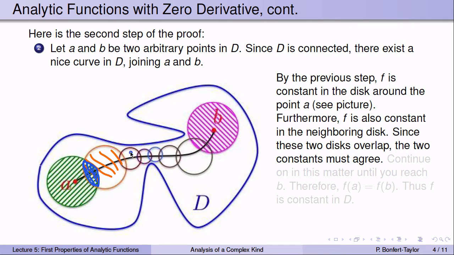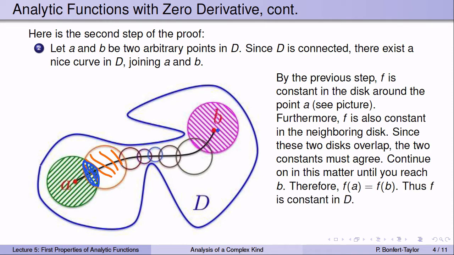But I can continue on like that. Look at the next disk that overlaps with the orange disk. F is going to be constant on that next disk, but it overlaps with the orange disk, so it has to be the same constant. And so forth. I continue on in this manner until I reach a disk that contains B. And altogether I can conclude that F of A and F of B must agree with each other. And therefore, F is constant in all of D.